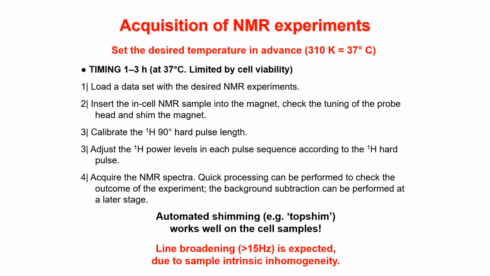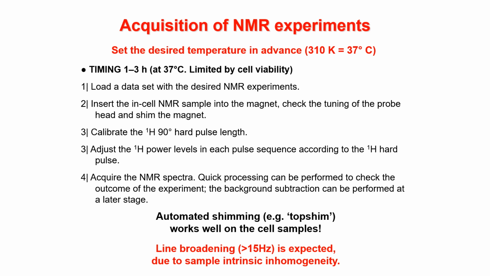We can just use the automated shimming routine, topshim in the new version, and that works well directly on the NMR sample. So most of the time, even 3 mm Shigemi tubes can be shimmed very nicely with topshim. So after shimming, you calibrate the 90-degree hard pulse, and that can be done manually or automatically. And then you adjust the power levels of the proton shaped pulses accordingly, and that is usually automatic.